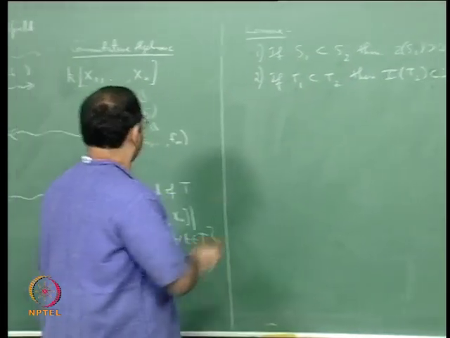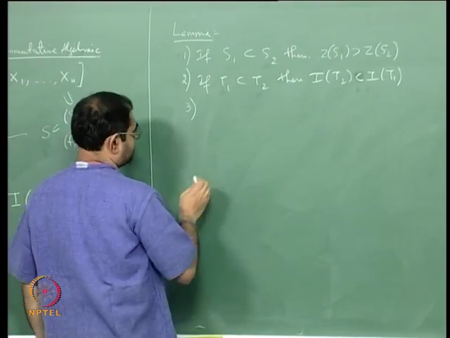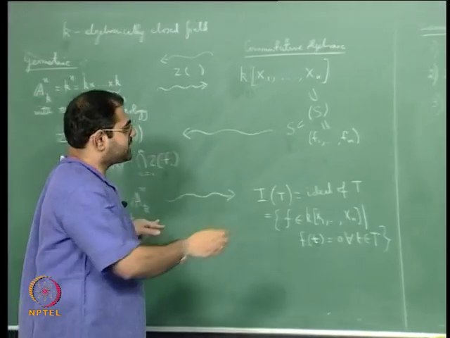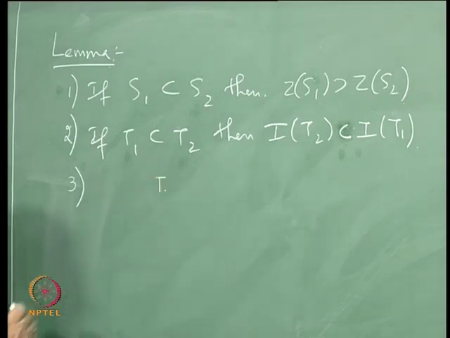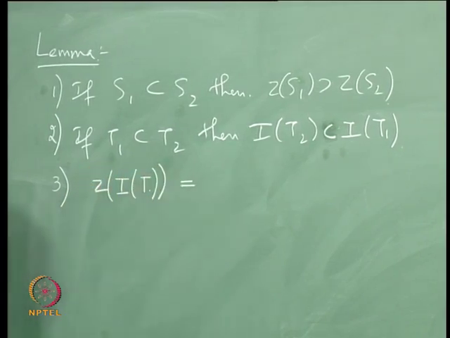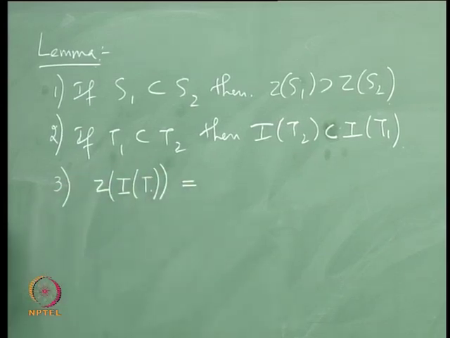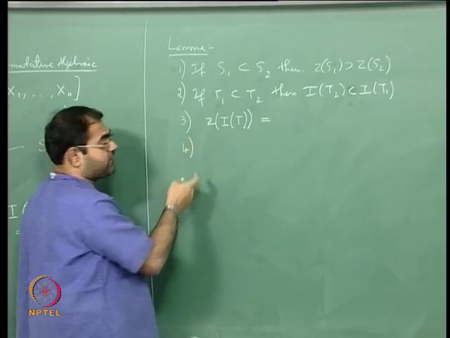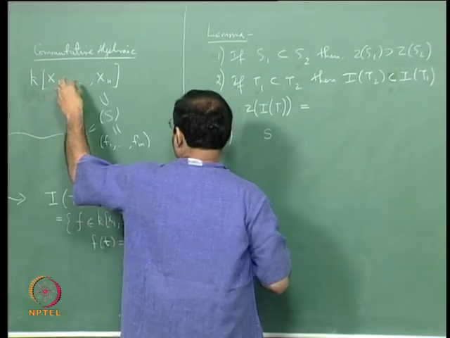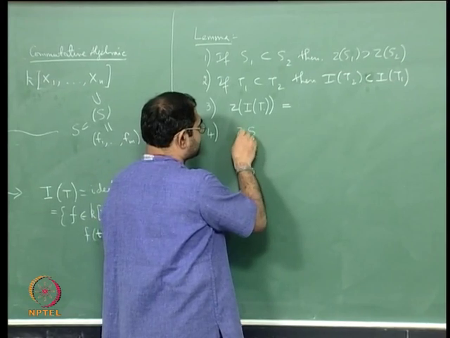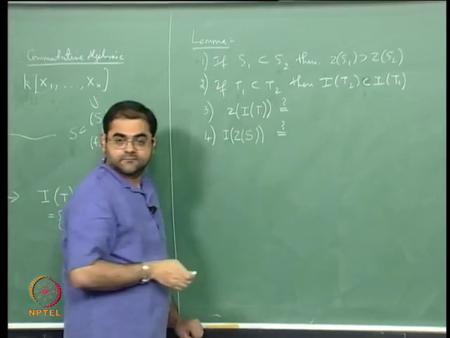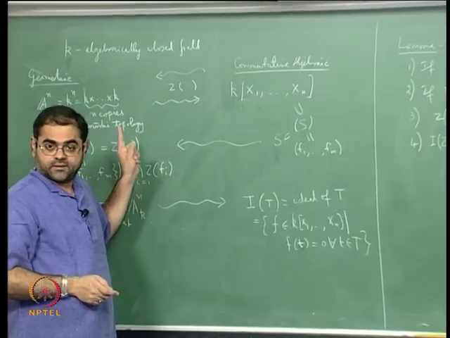So this is quite obvious, but what is not directly obvious is the following thing. You see, what happens if you go and come back? If I start with the T on this side, then I take the ideal of that, and then I take the zero of that, what do I get? So this is something that one has to worry about. And then the other one is the other way around. If I start with a subset here, I take the zero set of that, then I take the ideal of that, what do I get? This is what we want to investigate.